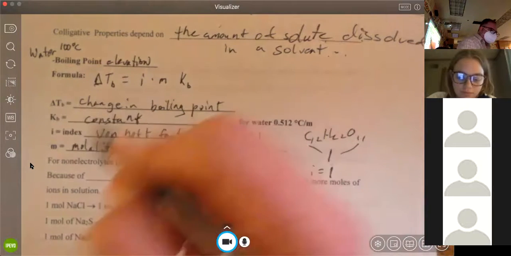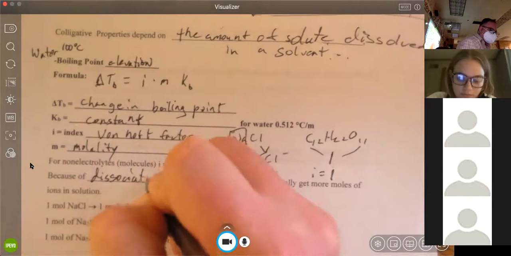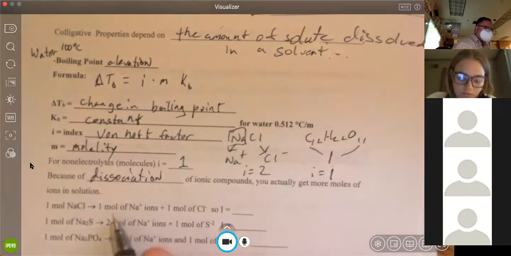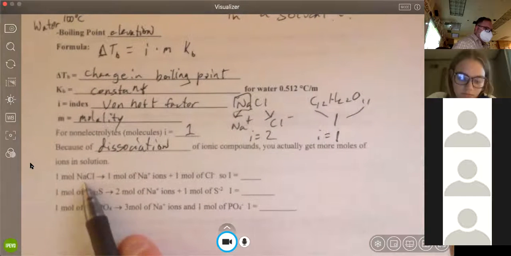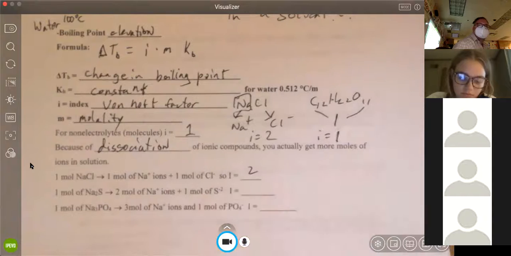Because of dissociation of ionic compounds, you actually get more moles of ions in solution. So 1 mole of NaCl breaks down into 1 mole of Na and 1 mole of Cl. So the Van't Hoff factor is 2. 1 mole of Na2S breaks down into 2 moles of Na and 1 mole of S. So the Van't Hoff factor here is 3.